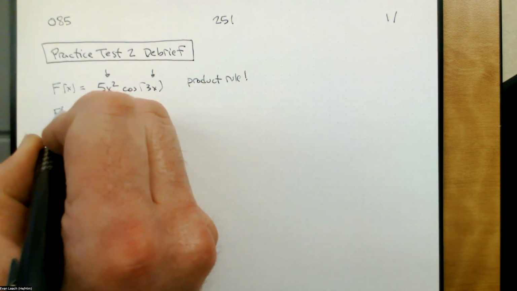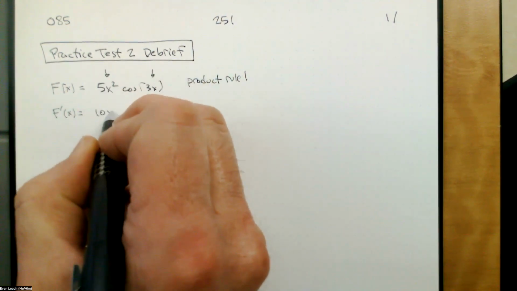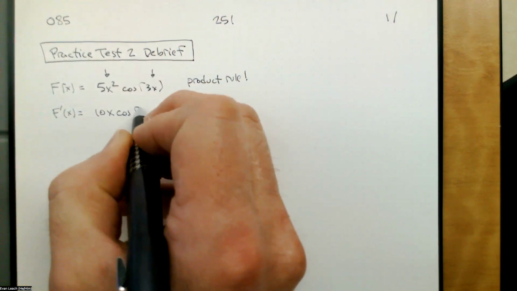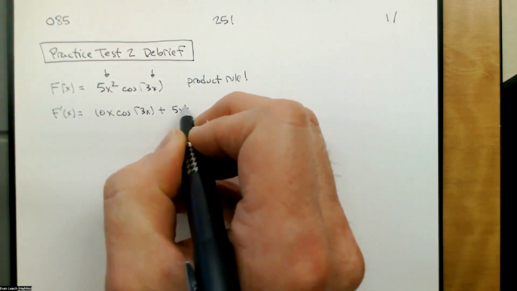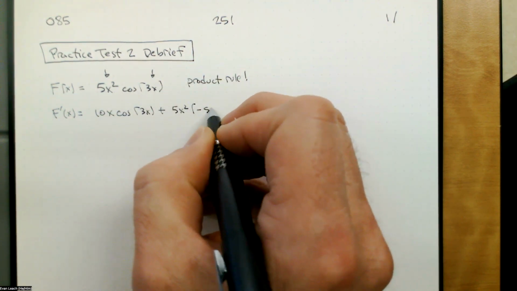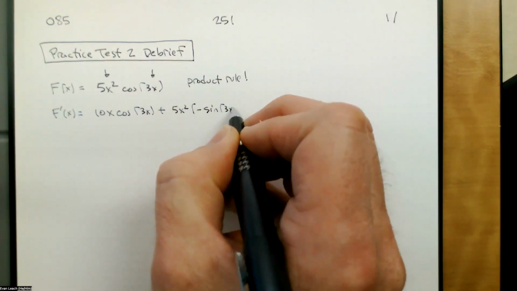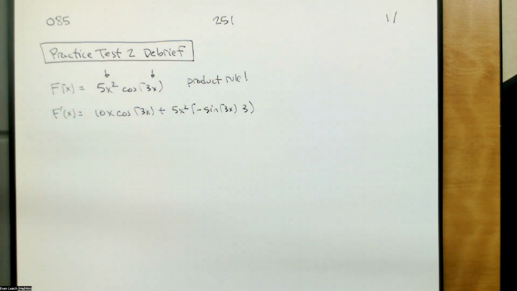So our f prime will take the derivative of the first times the second plus the first times the derivative of the second. Derivative of cosine is negative sine of 3x. Derivative of 3x is 3. So here is just laying out all the parts in the product rule.